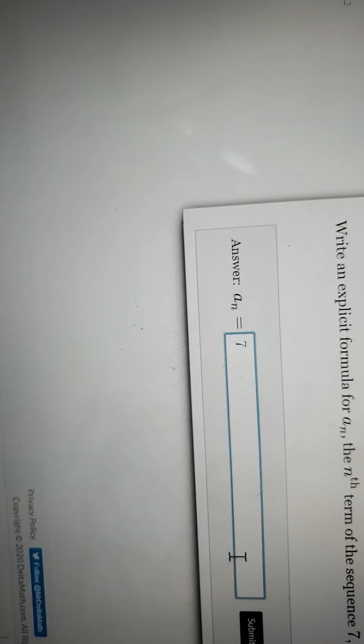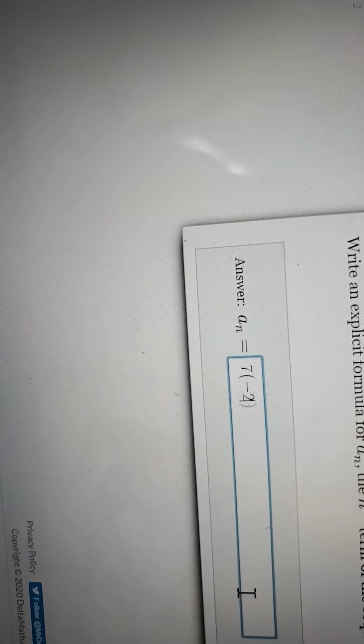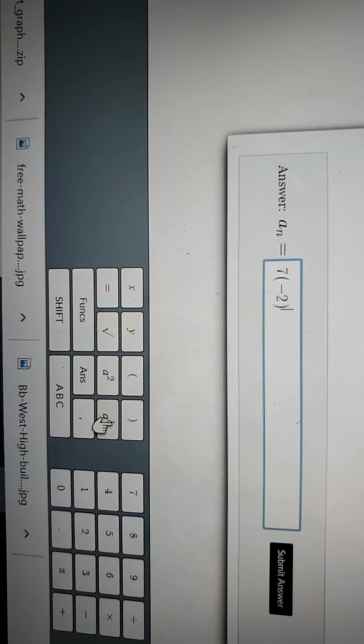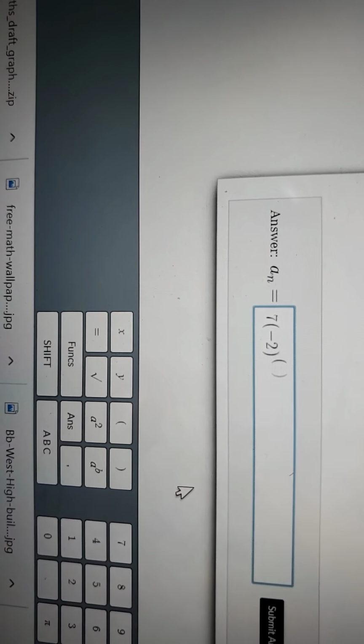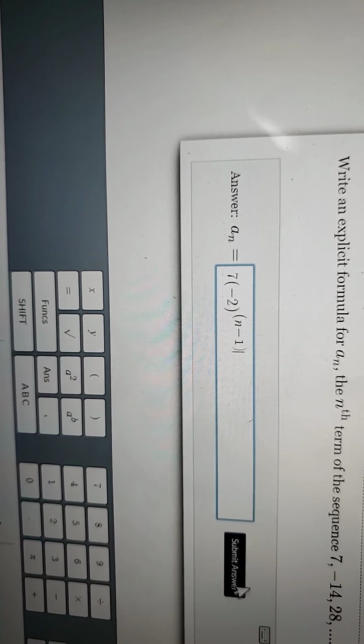So a_n, I already gave you that part, is 7 times negative 2, and I have to use this for the exponent. I'm going to use parentheses just to be safe here, n minus 1. Okay.